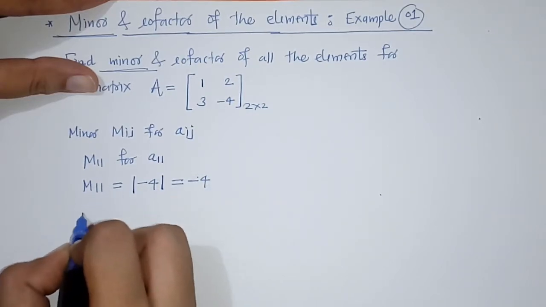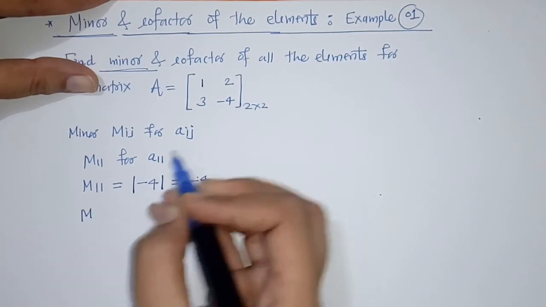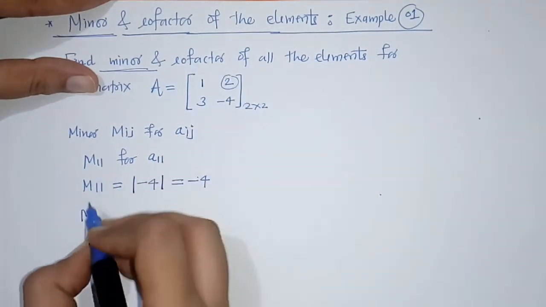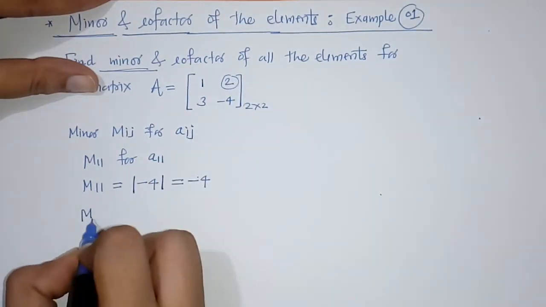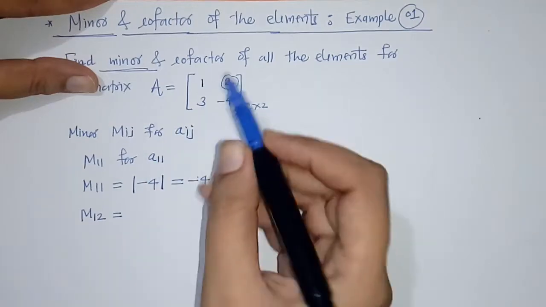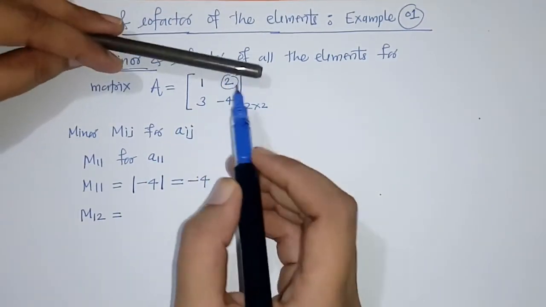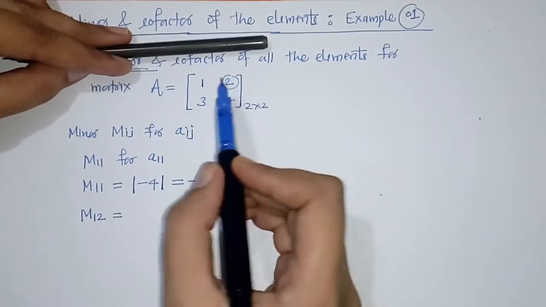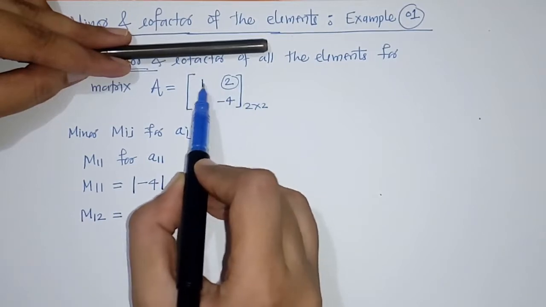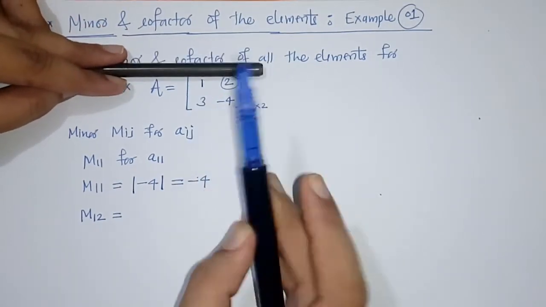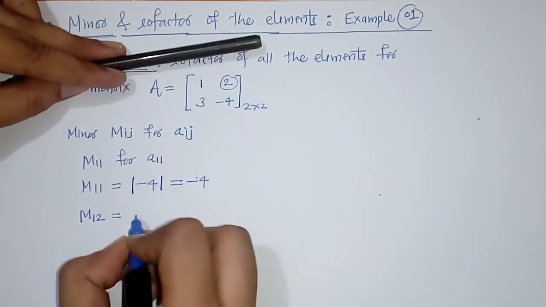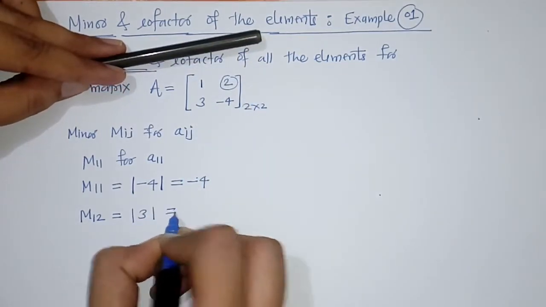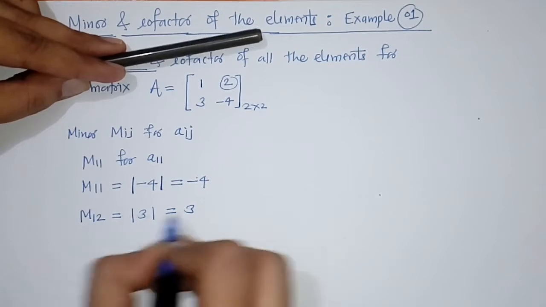Now we want the minor of the next element, so we will find the minor of this 2. What is the position of this? This is A12, so we will write M12. What is the minor of this 2? Excluding this element's row and column, we get 3. So we write in determinant 3 here. By solving it, we get this.